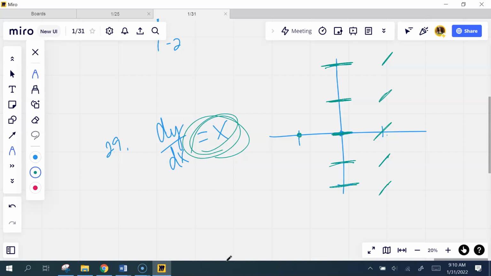What's the slope value there? -1, -1, -1.